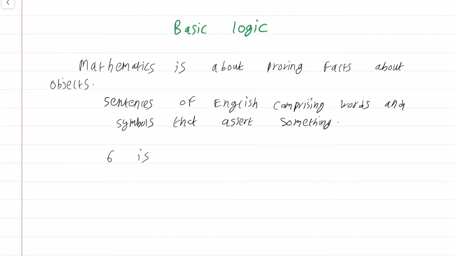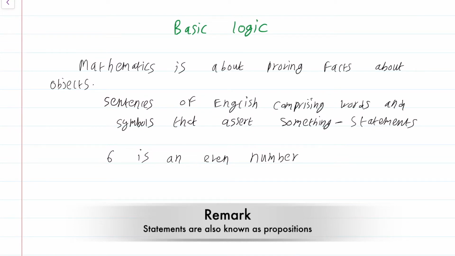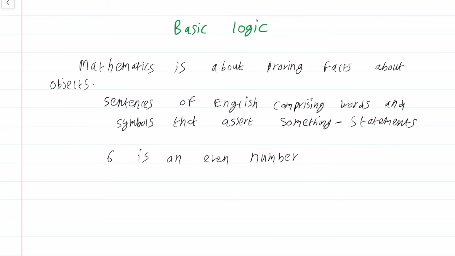6 is an even number. This is a sentence of English. It asserts something about an object, the number 6, which is a mathematical object. It is asserting that 6 is an even number. So this is a sentence that is asserting something. Such sentences are called statements. So sentences that have a true-false assertion are called statements. So mathematics is essentially about proving facts about certain objects. That means mathematics is about determining the truth or falsity of statements that deal with mathematical objects. So this happens to be a true statement, as we all know.